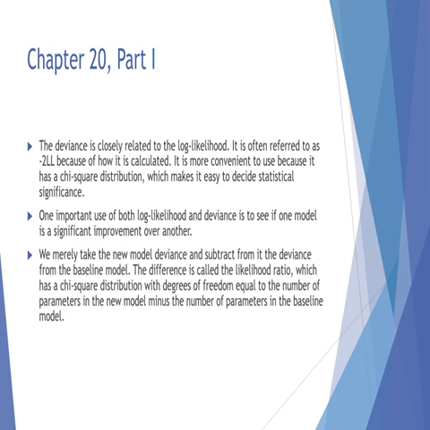So we merely take the new model deviance and subtract it from the deviance from the baseline model, and the difference is called the likelihood ratio, which has a chi-square distribution with degrees of freedom equal to the number of parameters in the new model minus the number of parameters in the baseline model. So again, technical stuff. Degrees of freedom, these are numbers that go into calculating your likelihood ratio. Again, for the purposes of this course, I don't want to stress this too much because I'm shooting for the big picture as opposed to the nitty gritty.